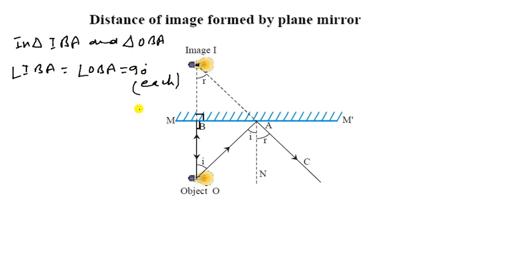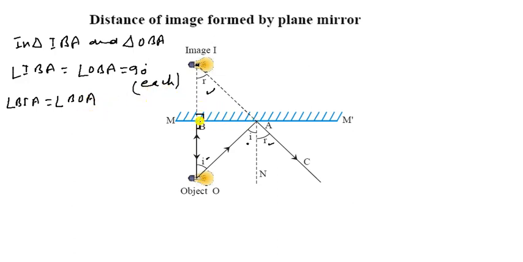Now come to the second. These angles are also equal because this is the corresponding angle. This angle and this angle are corresponding angles because these are parallel lines, and this angle is an alternate interior angle. So this is equal. So you can write here these angles are equal. So angle BIA is equal to angle BOA, and that is by the law of reflection.